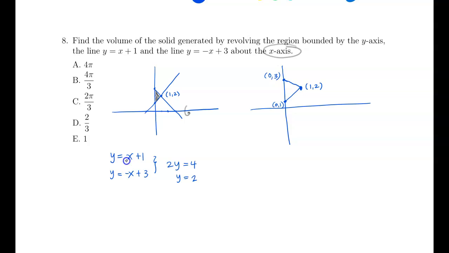All right. Now that we have that region, we want to revolve it about the x-axis. So this is the axis of revolution. Then we can create the mirror image of that region at the bottom, so we have an idea of how the solid looks like. That's how the solid looks like.